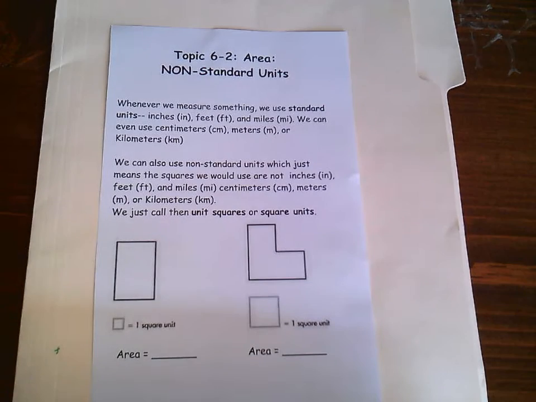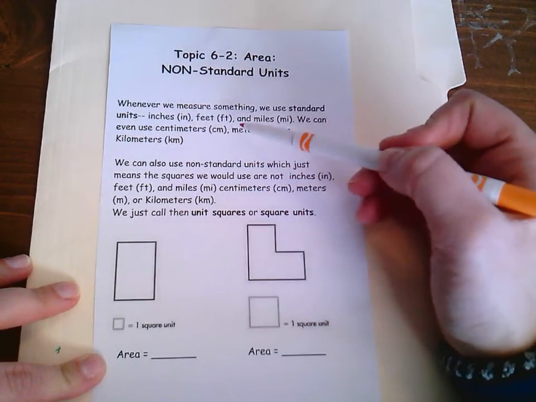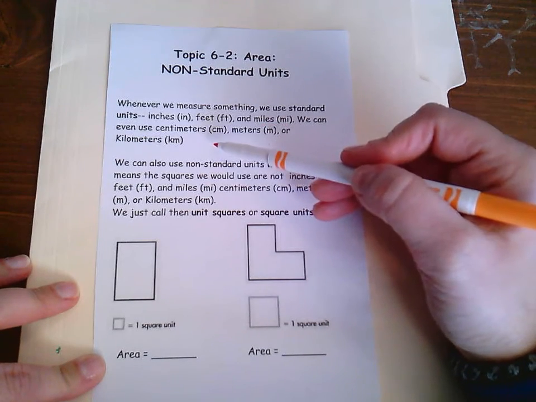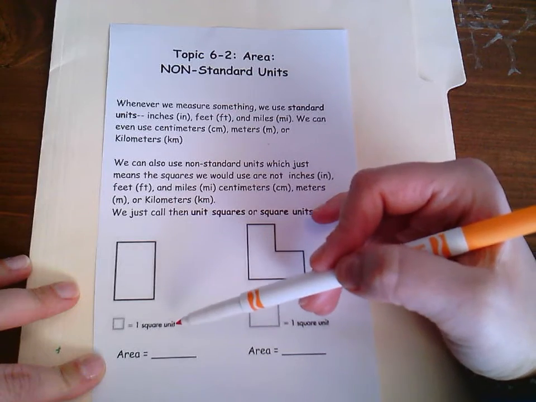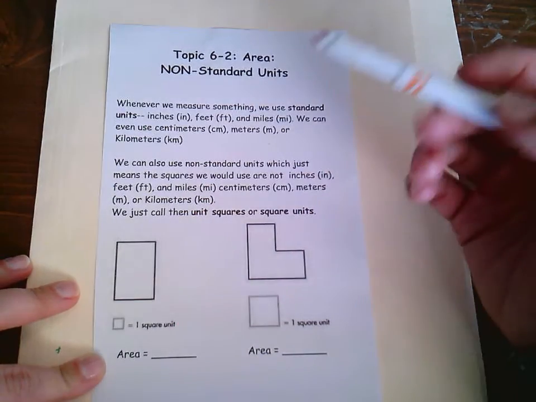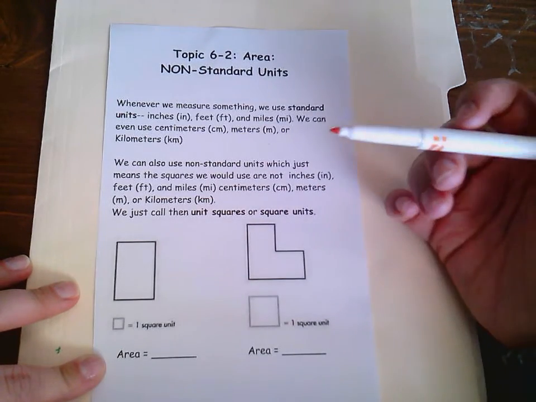So again, we are going to be using non-standard units, and that just means we're not going to be calling these things inches, feet, or miles, centimeters, meters, or kilometers. We're just going to be calling them square units. In our next lesson, we'll be using standard units. For now, we're just going to call them square units as we practice.